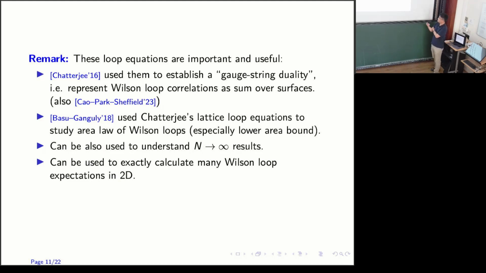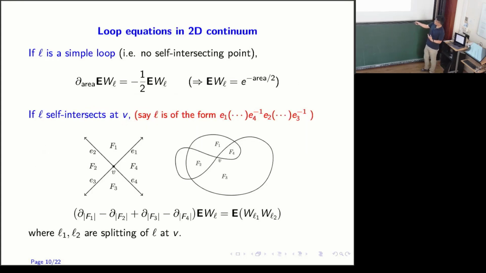One can also use the loop equation on lattice or continuum to study large N limits. I believe Levy had a result like this. And you can also use the loop equation to exactly calculate many Wilson loops. I showed you the example of the circle, right? You can of course do a figure 8 or some complicated loops. You can try to exactly calculate using such recursions.